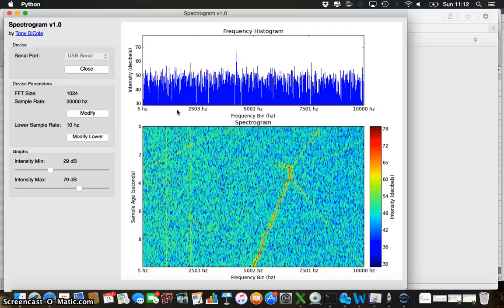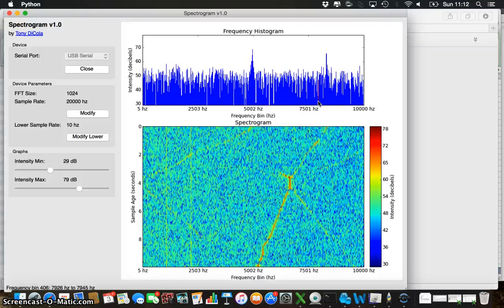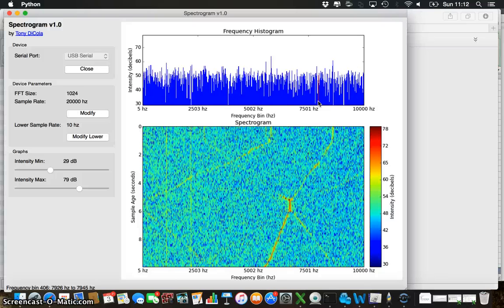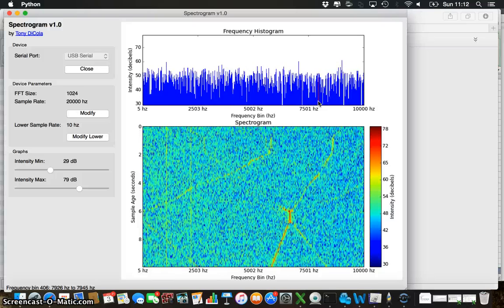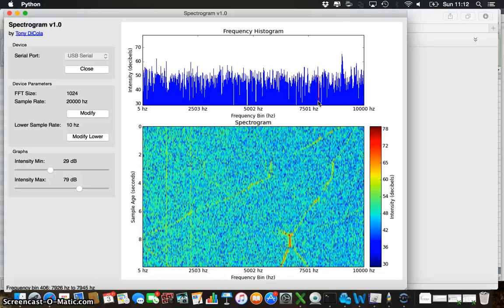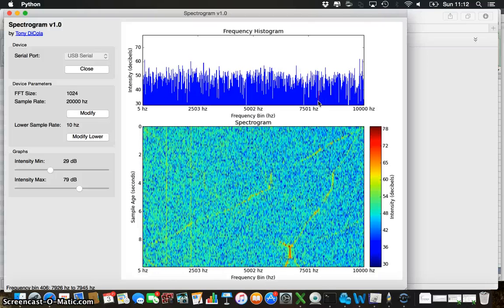Right now we are at 8 kHz, 9, and the exciter is not that good at vibrating anymore because it's a low frequency speaker. I'll turn it down again.